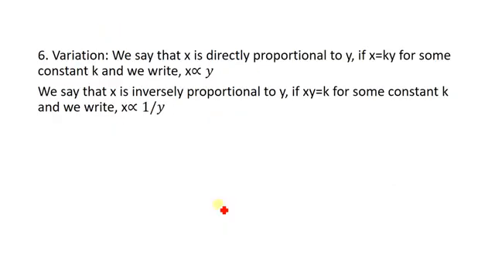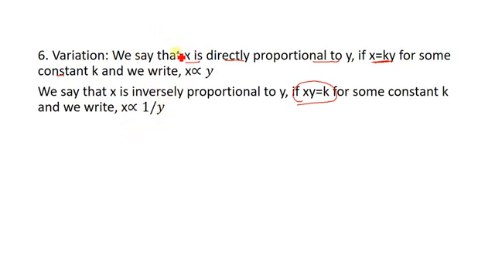Now next is variation. We say that x is directly proportional to y if x equals ky for some constant k, and we write x is proportional to y. Now we say that x is inversely proportional to y if xy equals k for some constant k, and we write x is inversely proportional to y.